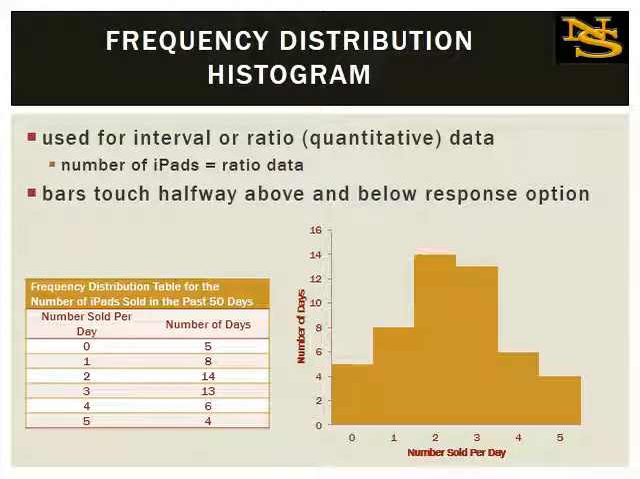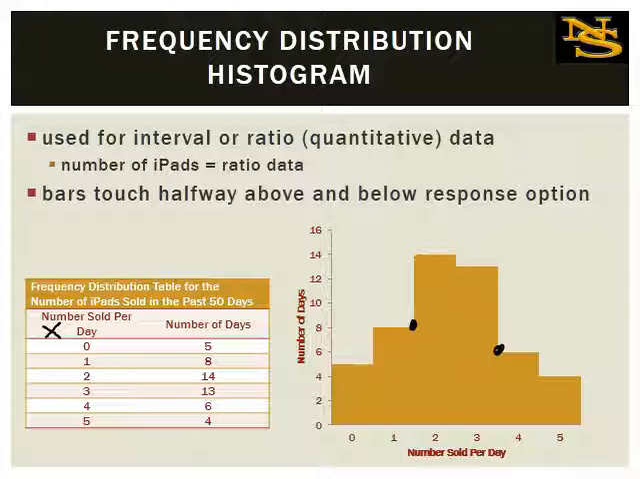So now let's go back to that data where we were looking at the number of iPads sold in the past 50 days. Number of iPads is our X, our variable. And number of iPads is ratio data, so we shouldn't use a bar graph. Whenever you have interval or ratio data, something that's truly quantitative in nature, you want to display it on a histogram. And the hallmark of a histogram is that these bars are touching. Now, it's important to note that interval or ratio data can be discrete or continuous.